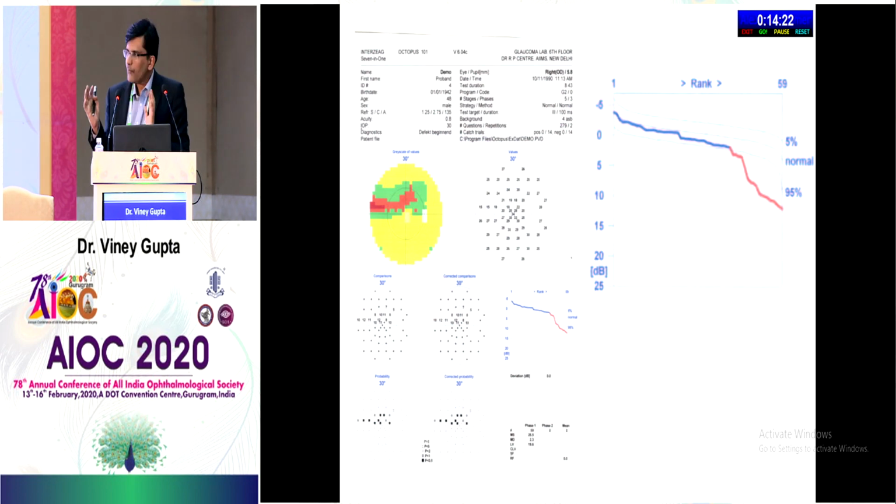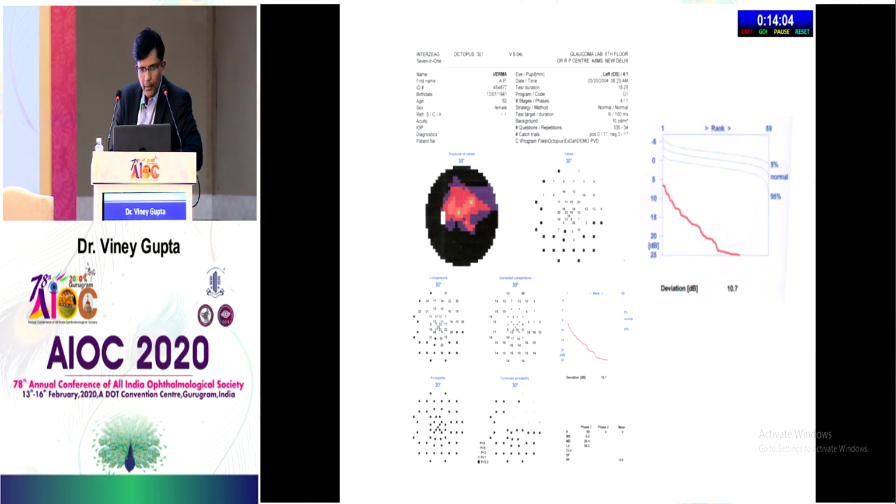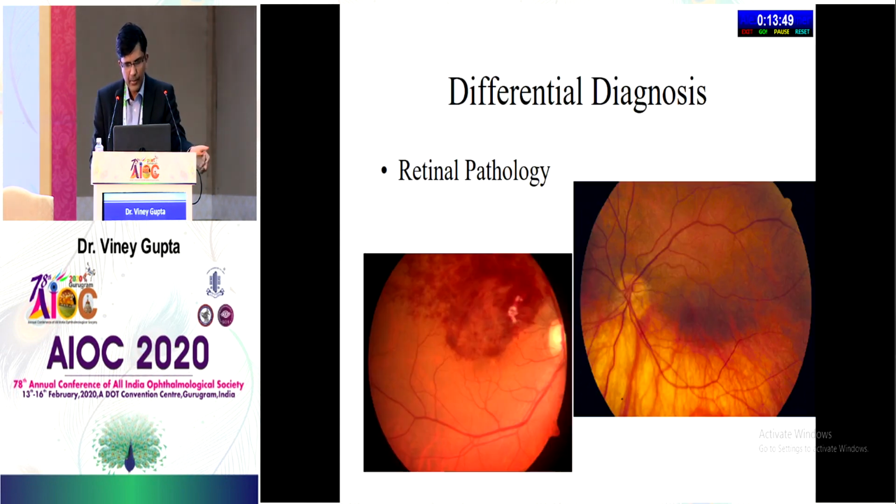Now these were printouts from the Humphrey, but this is an Octopus printout. An Octopus is different from the Humphrey. It is color coded. It also shows you what is known as the Bebie curve, where most of the points are lying within normal limits. These are the 5 to 95%, whereas there are some points which are quite abnormal, right? Whereas in this part, you can see that almost all the points are abnormal. There are none of the points which are normal. That means the entire visual field is wiped out. So this is an Octopus. The darker colors in the Octopus mean abnormality, whereas the lighter colors mean there is not so much abnormality.